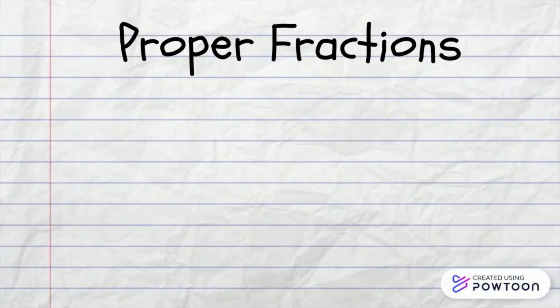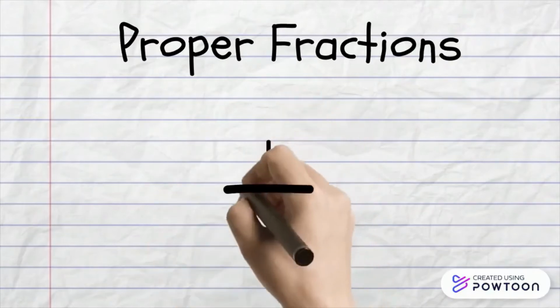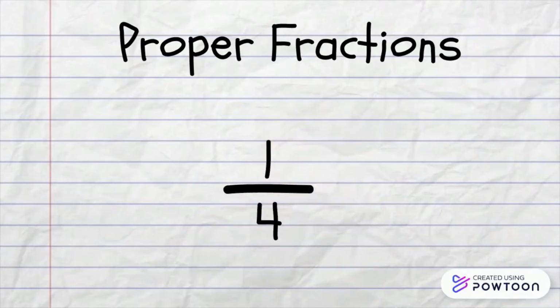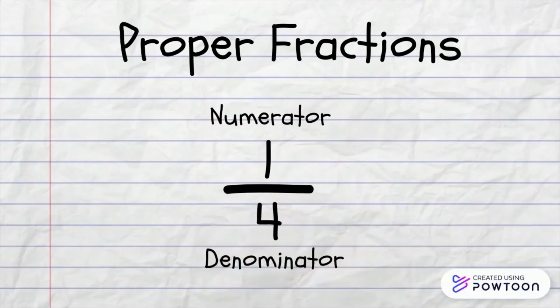For example, 1 by 4. The numerator 1 is smaller than the denominator 4. So, it's a proper fraction.